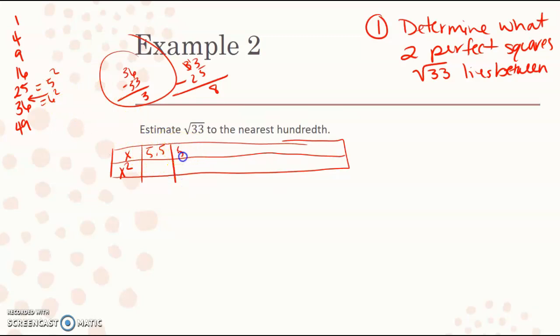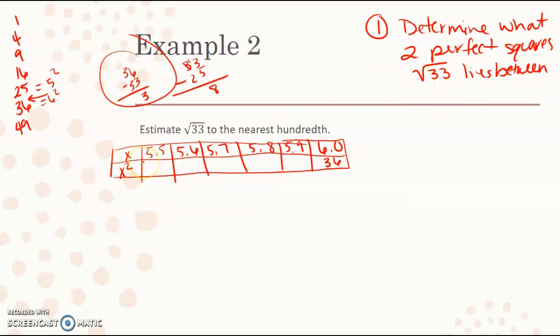So we have 5.5, we'll have 5.6, 5.7, 5.8, 5.9, and then 6.0, which we know is 36. So the top numbers are very similar to when we had the number line and the numbers I was writing at the bottom. The bottom numbers are what go into the square root.